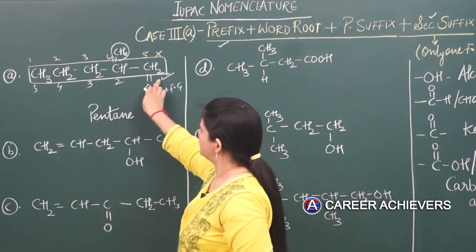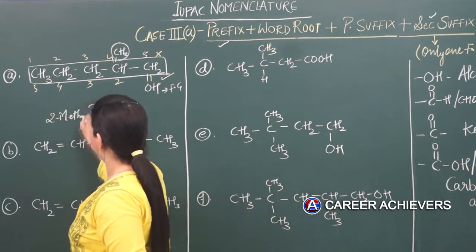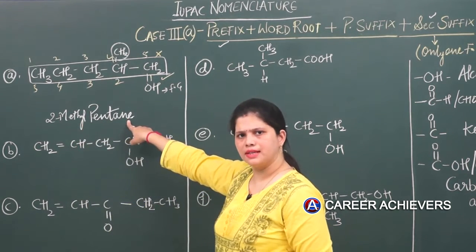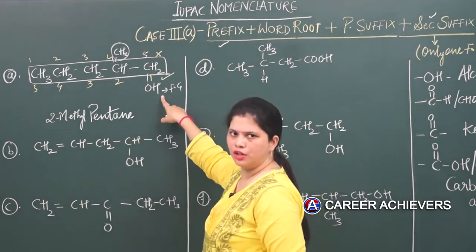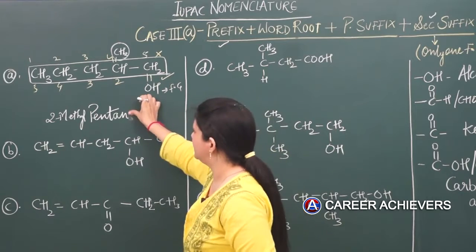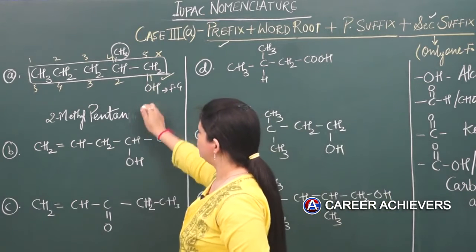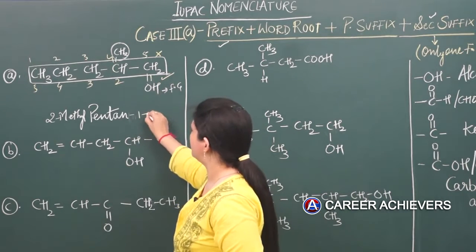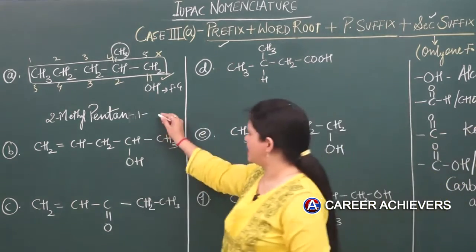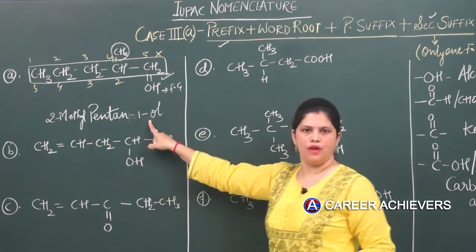From the numbering which we have chosen, the prefix is getting number 2. So the name would be 2-methyl, the prefix part. Then the word root is pent. The primary suffix is single bond, so ane. But when we have a functional group which has to be stuck at the back of this name, this E needs to be dropped. And when we drop this E, we put a dash and then write the position of the functional group. I have already told you that if the alcoholic functional group is there, we write OL. So the name of this molecule is 2-methylpentan-1-ol. I hope you have understood.